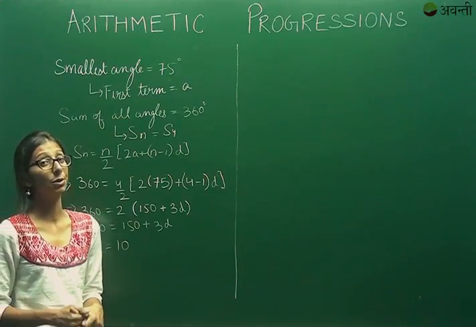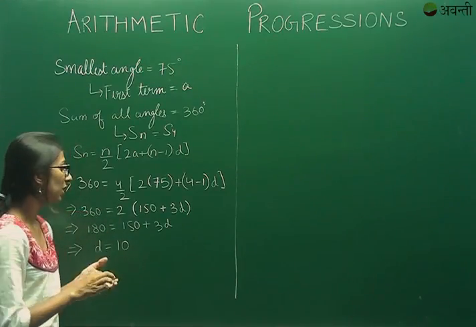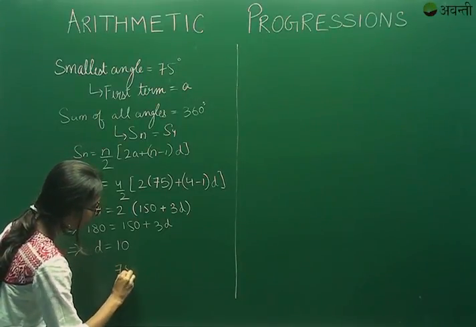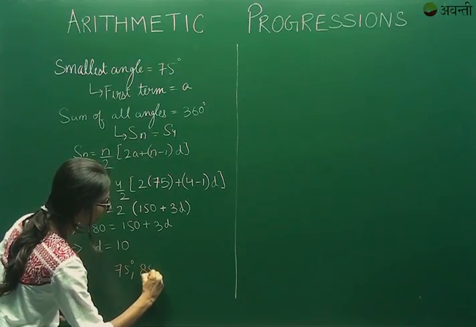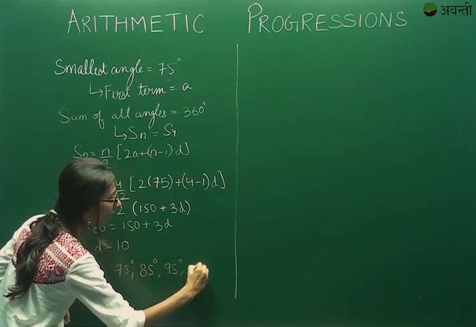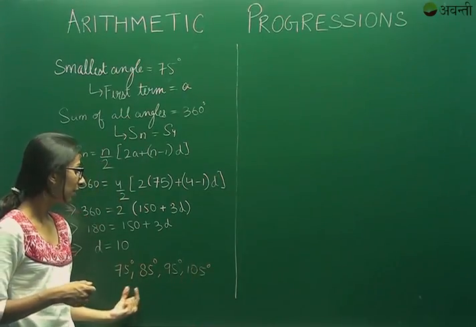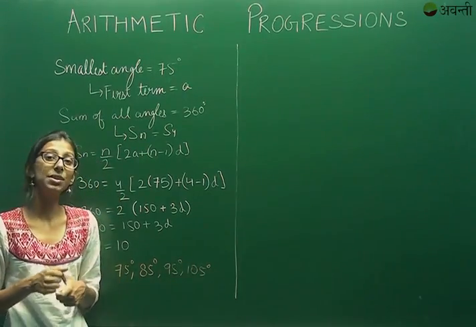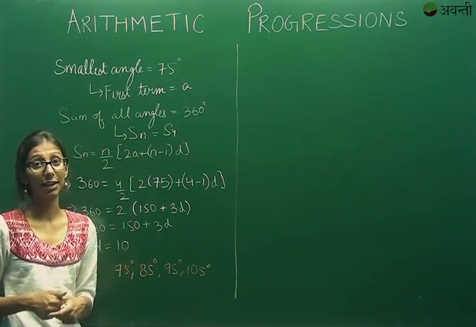If I use this value of d, I can find all the 4 angles of my quadrilateral, which are 75 degrees. The next angle would be 75 plus 10, that is 85 degrees. Then 95 degrees, and then 105 degrees. You can also check whether the sum of all these comes out to be 360 degrees or not, and then you will know whether we have solved this correctly or not.